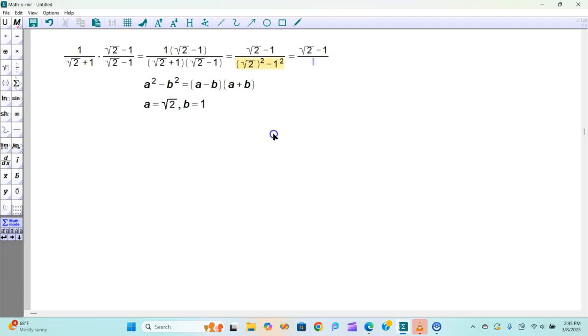The square root of 2 squared is just 2. 1 squared is 1, so it's 2 minus 1. The root of 2 minus 1 over 1, which normally we just write as the root of 2 minus 1.